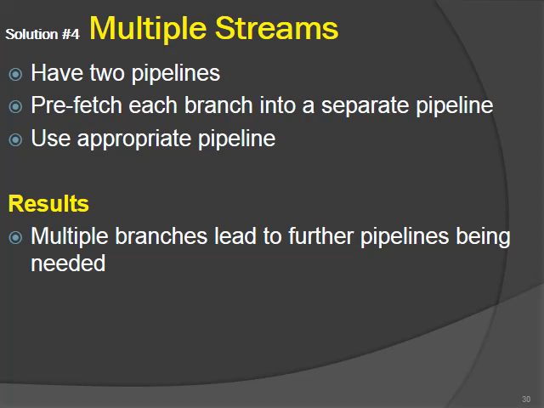Multiple streams is the other solution for dealing with branch hazard. If we have two pipelines, there will be a prefetch for a separate pipeline. The result of using multiple streams is that multiple branches will lead to further pipelines being used.